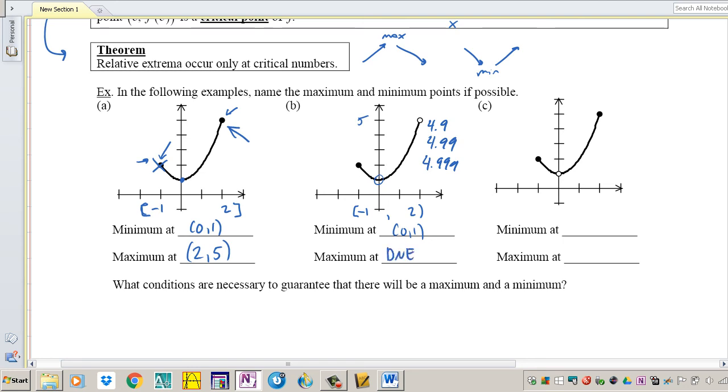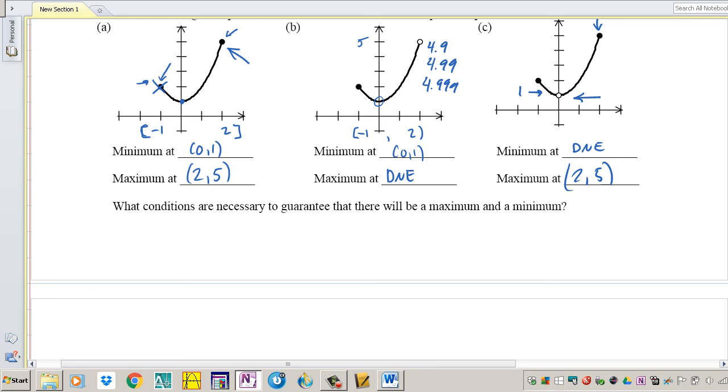Look at letter C. My maximum is defined because I have a closed circle, so my maximum is 2, 5, and my minimum is not defined because I can get really close to 1 but not exactly 1, so that means that my minimum is not defined.